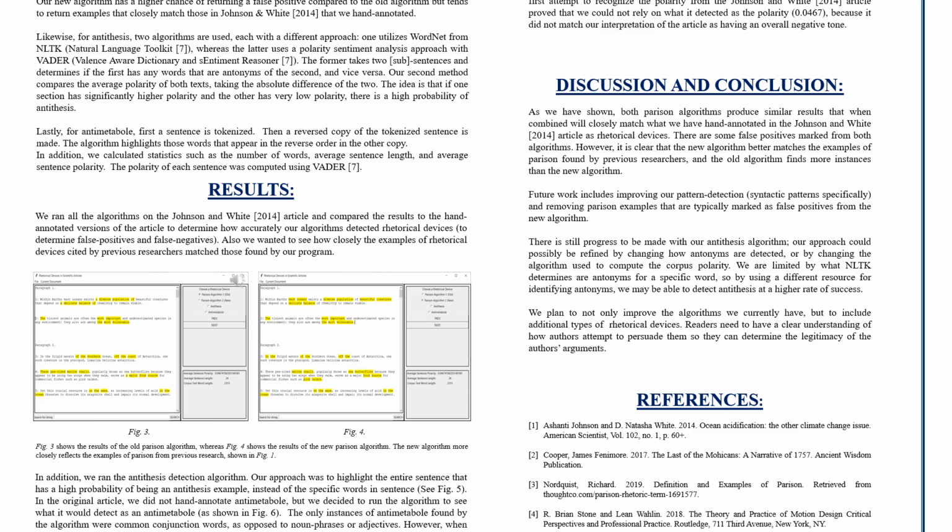There's also progress to be made with our antithesis algorithms. So we could further improve, we could reduce our false positives. We could write our own algorithm to determine polarity, use a different dictionary for antonyms, etc. So we plan to not only improve those, but then include other rhetorical devices, because readers need to have a clear understanding of how authors attempt to persuade them, so they can determine the legitimacy of the arguments.